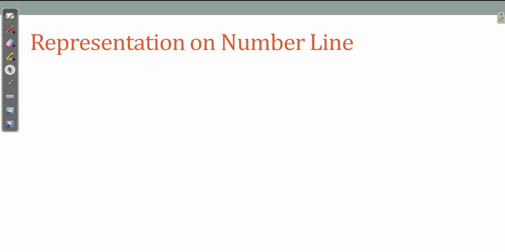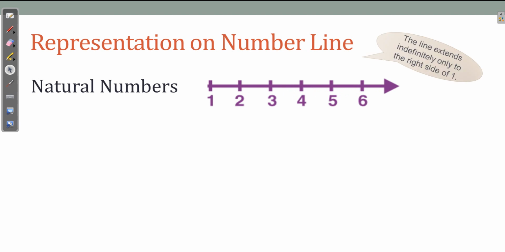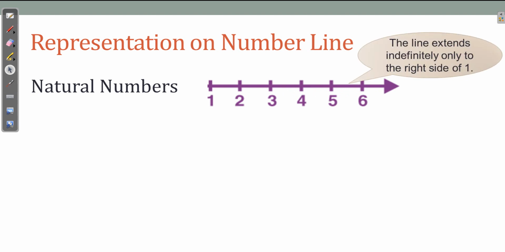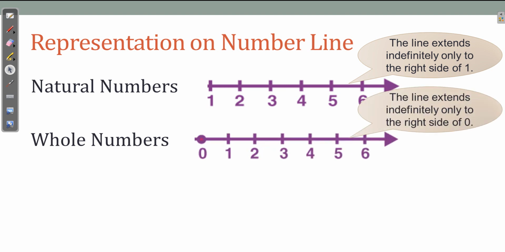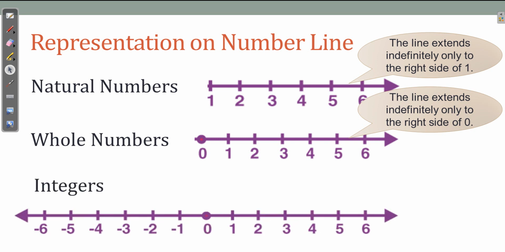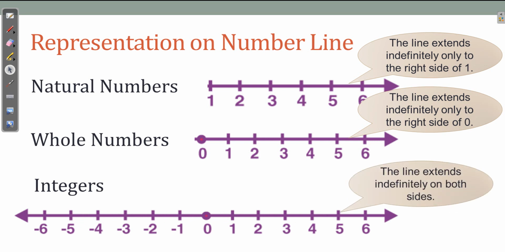Representation on number line. All the number systems can be represented on the number line. For natural numbers, the number line starts at 1 and extends indefinitely towards the right of 1. For whole numbers, the number line starts from 0 and extends only to the right of 0. In case of integers, the number line extends on both the left and right side of 0, and the extension happens indefinitely.